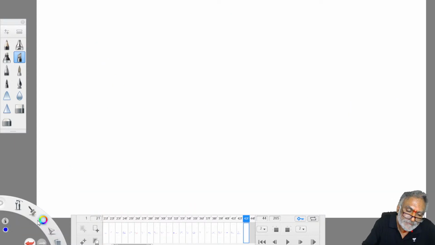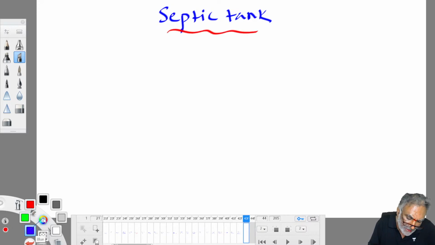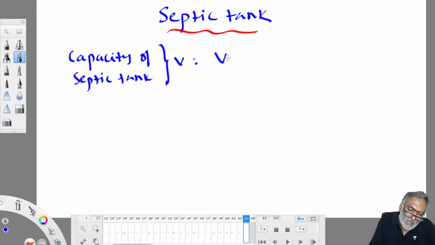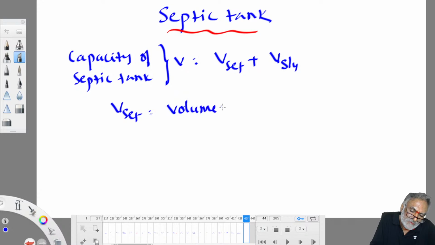Next let us see septic tanks. For the septic tank also, we fix up the capacity of the septic tank. Capacity means volume of the septic tank. It is also an anaerobic system. V is equal to volume of settling zone plus volume of sludge zone. V is nothing but the volume of the settling zone of the septic tank.